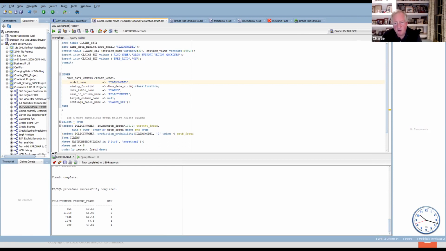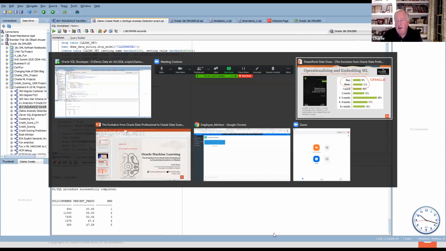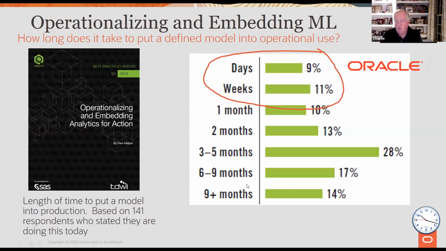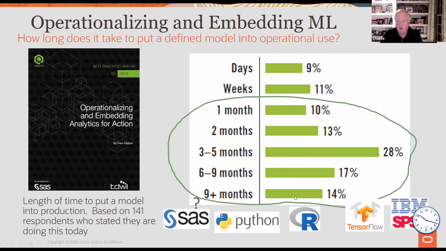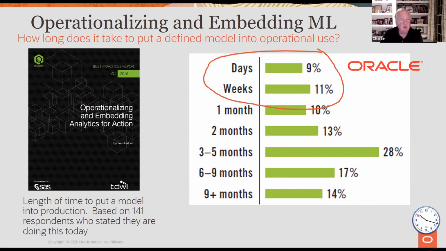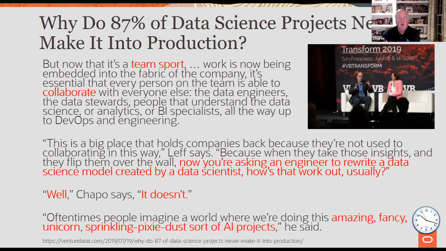So if we go back to Fern's analysis here, you'd say, well, why would it take so long with those things? Oracle just does it architecturally. We've moved the algorithms to the database, and it makes it very straightforward. Now, there's this other study, some sort of anecdotal analysis, saying 87% of data science projects never make it into production. So there are a few corroborating pieces of data out there.